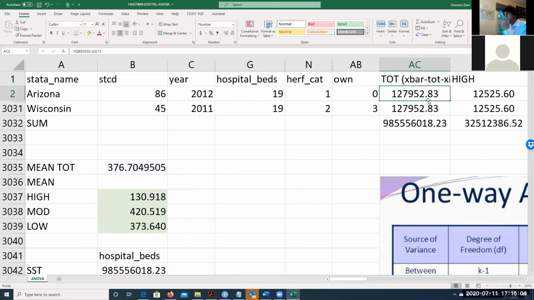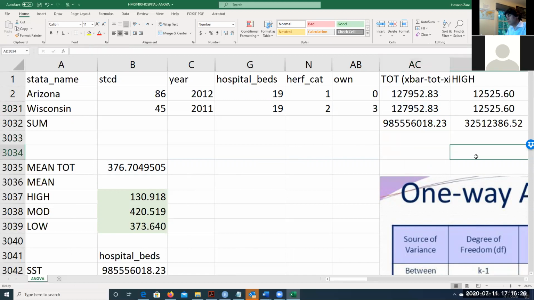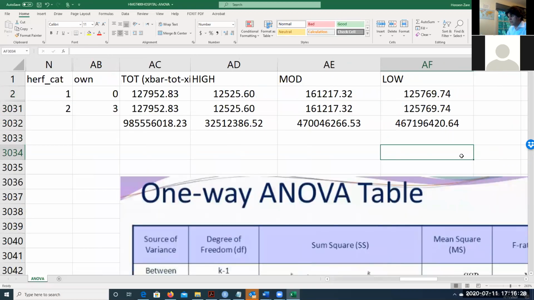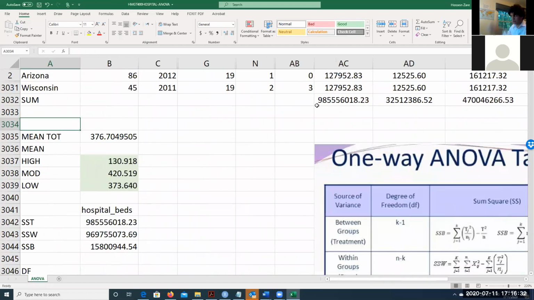And when you have this one, click on this and drag it to the end. Then you can compute the sum of all of this. If I do this, the sum of all of this gives me the same number here. So we repeat this for the other part. Let me show you the entire page so you can see everything.